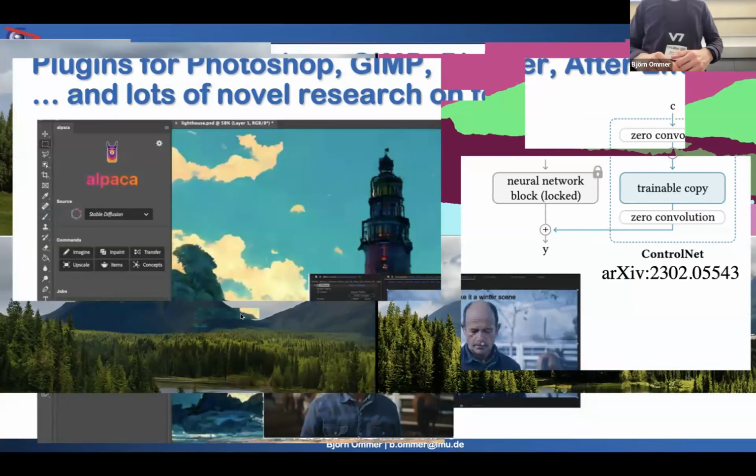There are now plugins based on Stable Diffusion for Photoshop, GIMP, Blender, After Effects, and so on, and approaches like ControlNet, and lots of papers at this conference building on top of Stable Diffusion and tuning that in different directions, which I believe might be very helpful for artists. Somewhat artistic here.